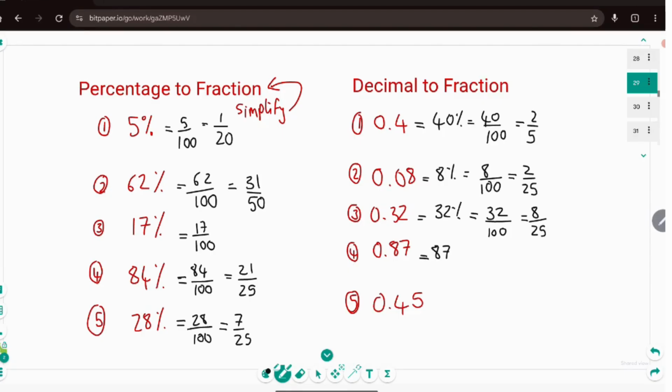87%. 87 over 100. Let's just see if this simplifies. Nope, does not simplify. Next one, 45%. 45 over 100 simplifies to 9 over 20.